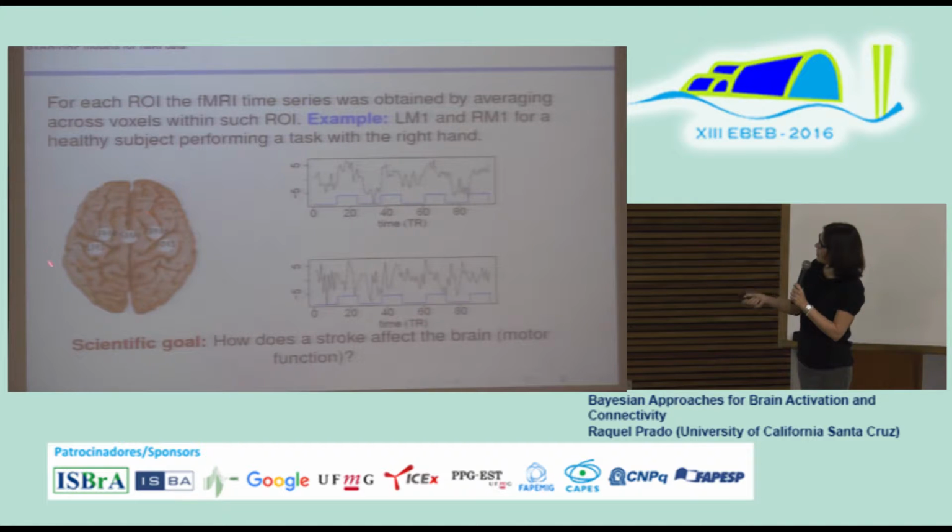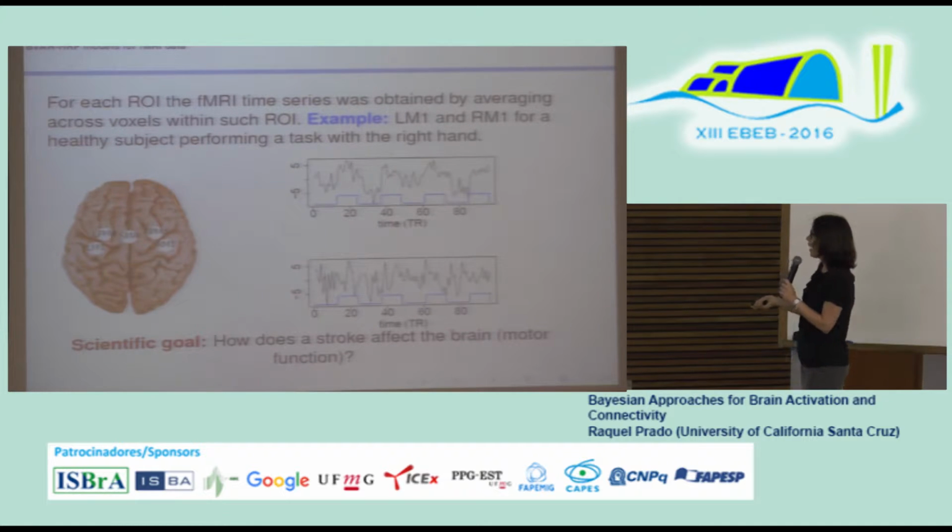So this is a picture of the regions that we are considering. For each region of interest, what they did is they took the average across the voxels, the average fMRI across the voxels in those regions, and then this is how the time series looks for, again, a healthy subject performing a task with the right hand. This is the LM1, so you see here, this is when the stimulus is on, off, on and off, and this is what happens with the RM1. So this looks a little bit like what we were describing before.